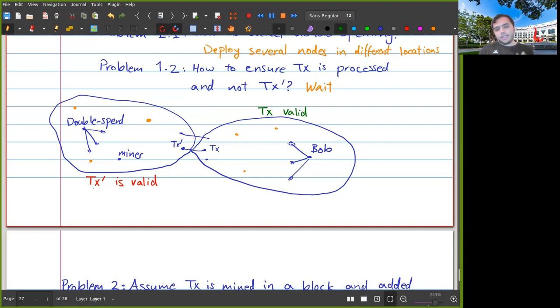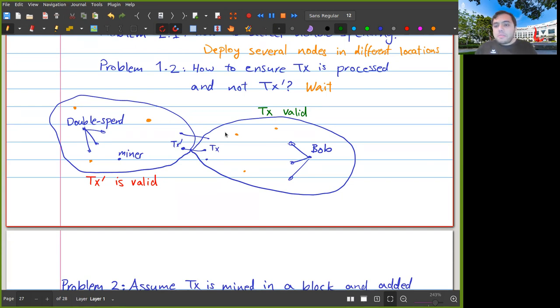So this is the combination of strategies that Bob can do, and generally it all depends on having a lot of nodes and having them at different parts of the network. So if you have a lot of nodes, it's easier to detect if someone is doing double spending. It's also easier to publish a transaction that you want to get to the whole network.